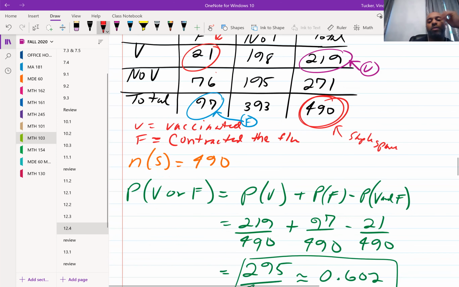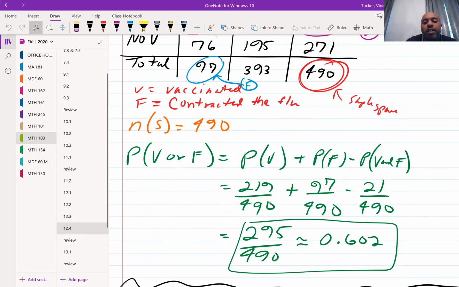And from there, we do the math. 219 plus 97 minus 21. It's 295 over that 490, or 0.602. So make sure you pay attention to WebAssign and how they want you to give that final answer. They wanted a decimal. Just make sure you pay attention to the rounding of the decimal.